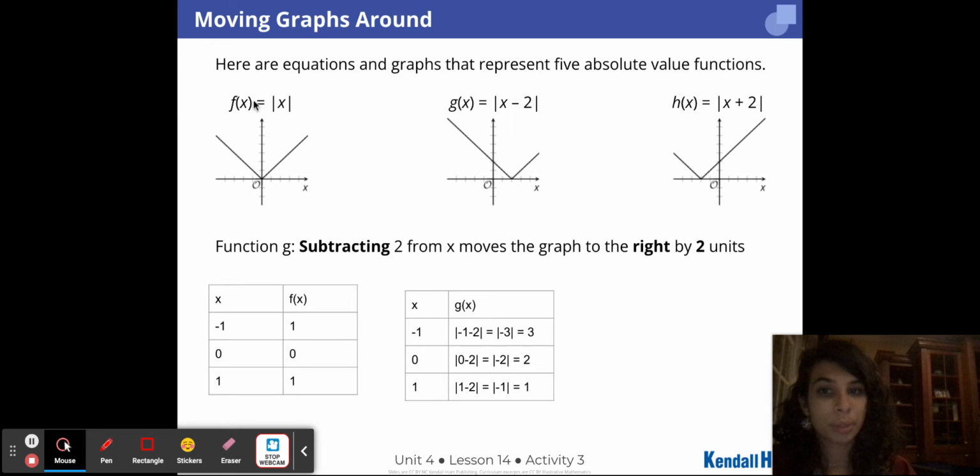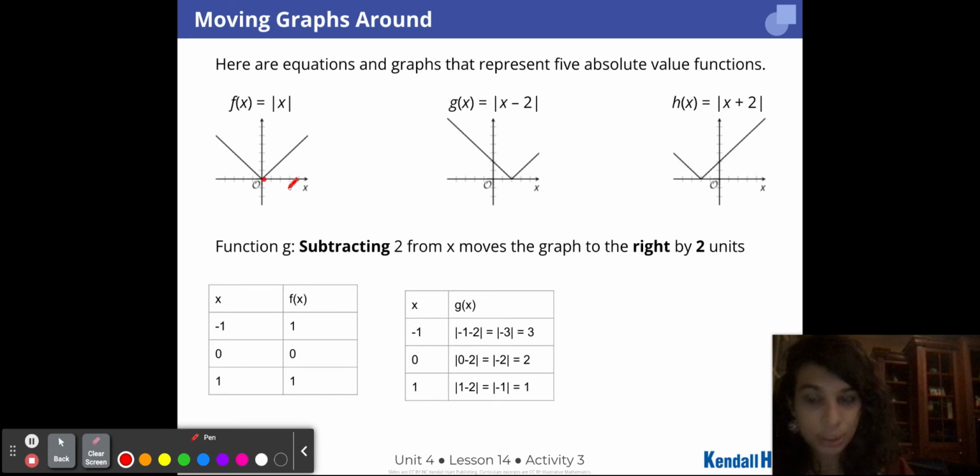This is a common one that we were looking at before. G of x is a little bit different. We have g of x minus 2. And so what we notice here, if I subtract 2 from x, inside my absolute value, the graph moves to the right by 2 units. Do you see how the middle of the graph is here, my vertex? We call this a vertex of the graph.